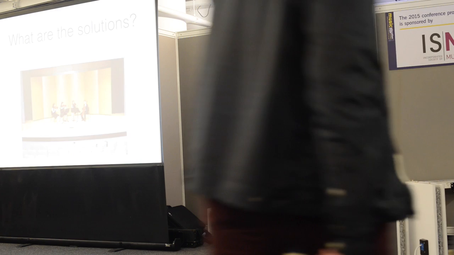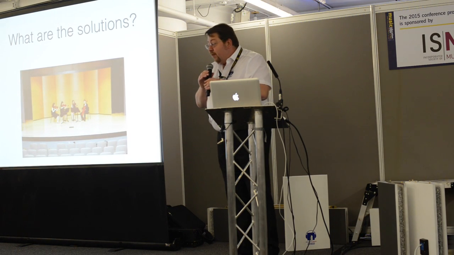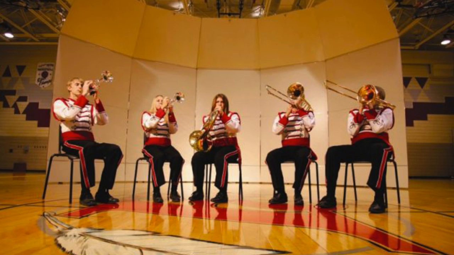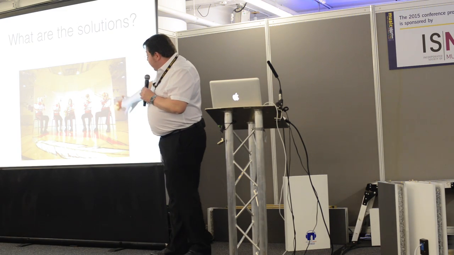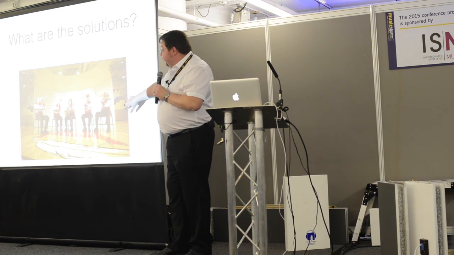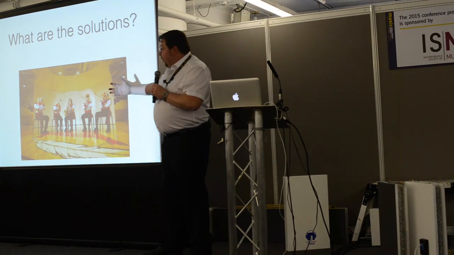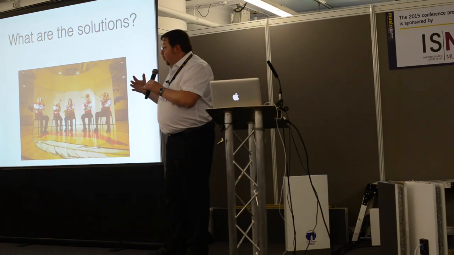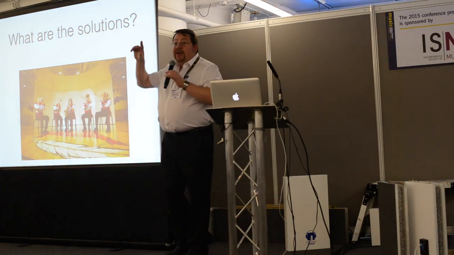Next picture is from our friends at Wenger in America. You can tell it's American because we don't have quite the marching band thing happening in this country as we do for our friends in the States. But again, what you've got here is a very reflective room, brass instruments, and what they're doing is trying to focus it towards the audience rather than it bouncing around the room.